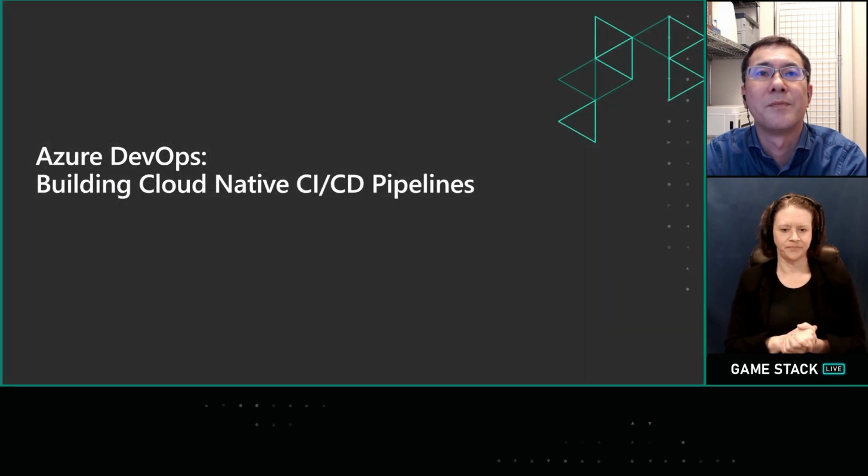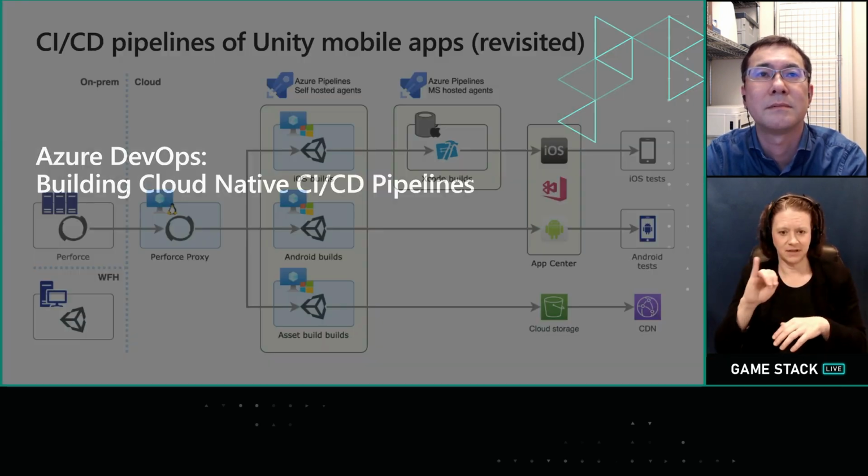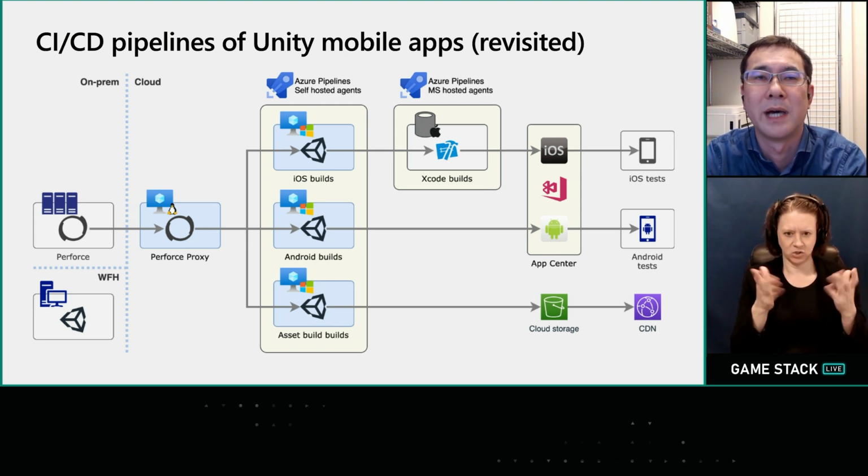The next section will feature Azure DevOps services. We'll see how to build cloud-native CI/CD pipelines for Unity apps. This is a diagram I've already shared with you. I will begin with the overview of managed services we adopt in our pipeline.